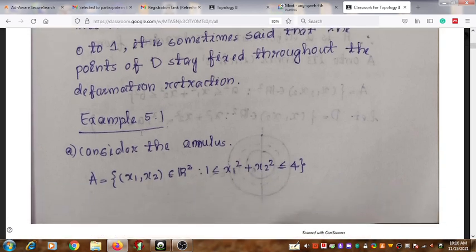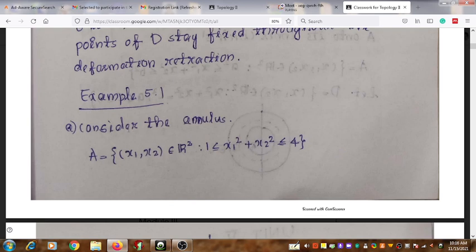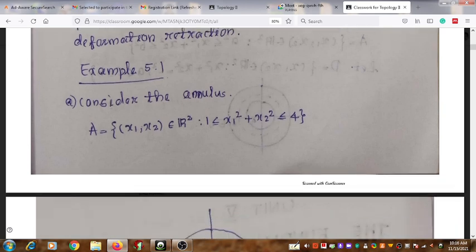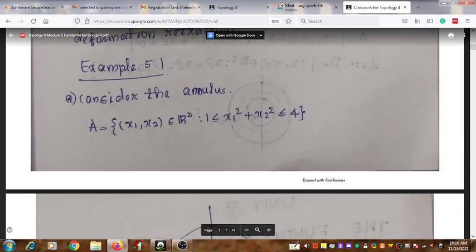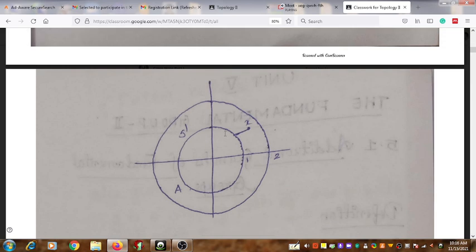Now we have examples. Two or three examples are provided here. This is example 5.1. Consider the annulus. The picture is provided here.